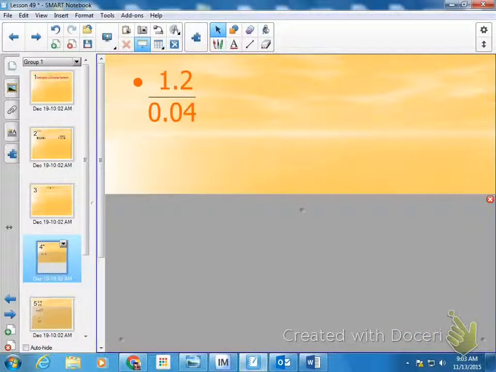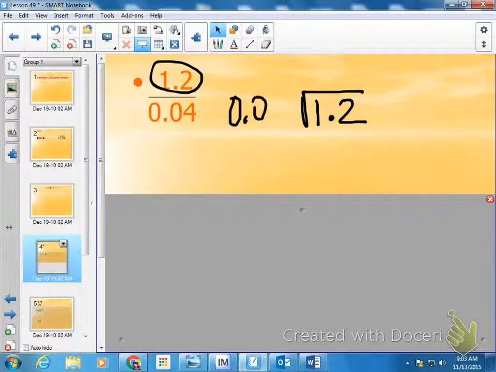Okay, sometimes when we see division of fractions, we'll see them written as a fraction. Same rule applies. My dividend is always the first number. So this 1.2 is what I like to call go into my house. It's my dividend, 1 and 2/10. And then 4 hundredths is my divisor.